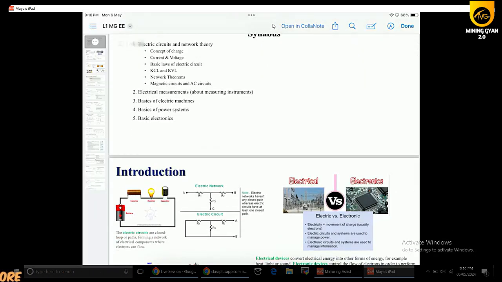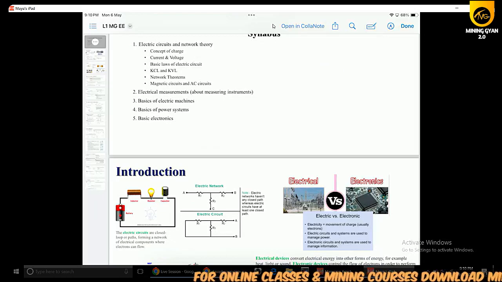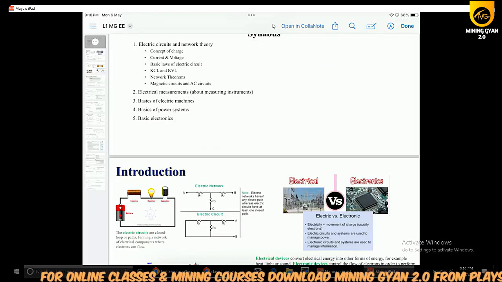Then the second section is related to the measuring instruments. What are the measuring instruments by which we can calculate current, voltage, and power consumed by any element or any circuit? What is the energy consumed by any given circuit? Those things we will study in the case of electrical measuring instruments.